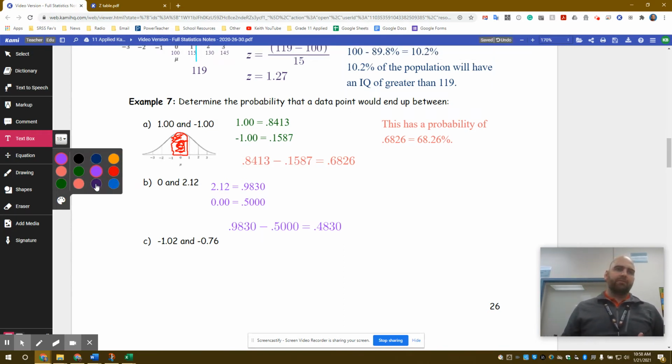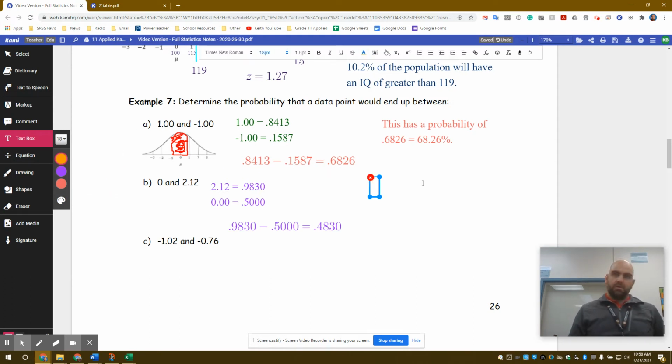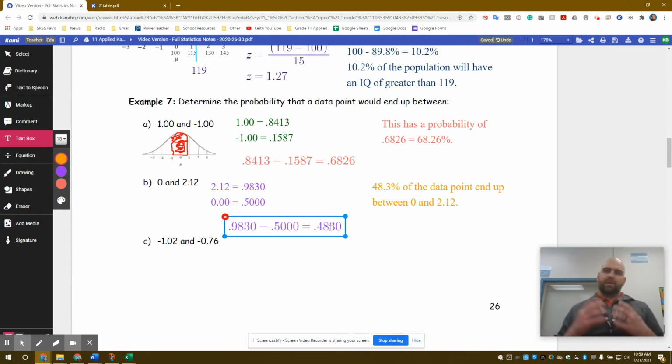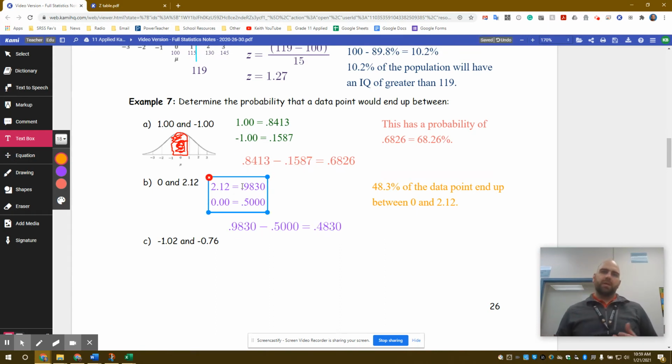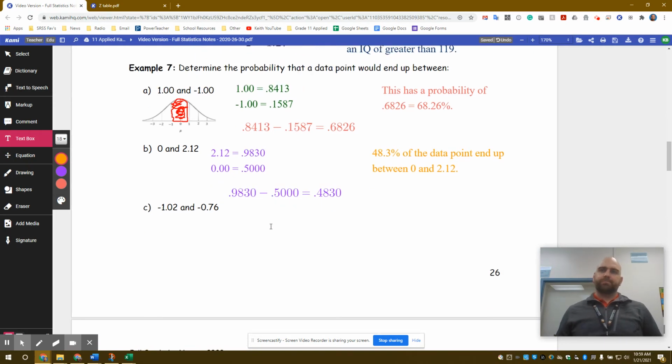And when we have that, we can then say with some confidence that 48.3% of the data points end up between 0 and 2.12. So that's what we can say. This gives us what ends up in between. So in between will be the big one minus the small one.